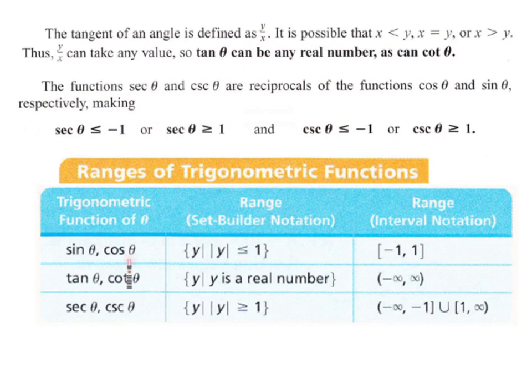Here's a chart summarizing that. So sine and cosine, the absolute value of y has to be less than or equal to 1. In other words, the interval is negative 1 to 1. Tangent and cotangent, the range values for y is all real numbers. In other words, the interval is negative infinity to infinity. And for the secant and cosecant, the absolute value of y has to be greater than or equal to 1. In other words, the interval is the union of negative infinity to negative 1 and 1 to infinity. So once you chunk it down into really only 3 different ranges, it gets to be a little bit easier to manage.